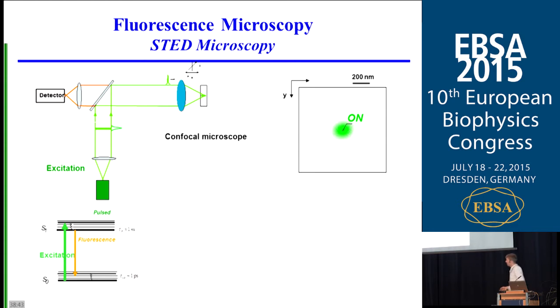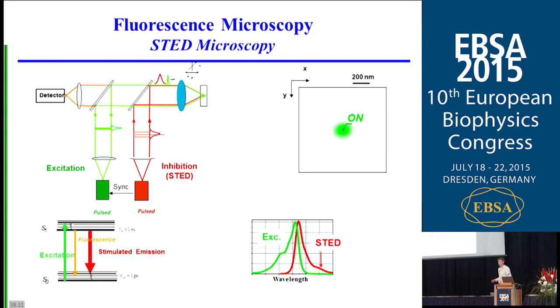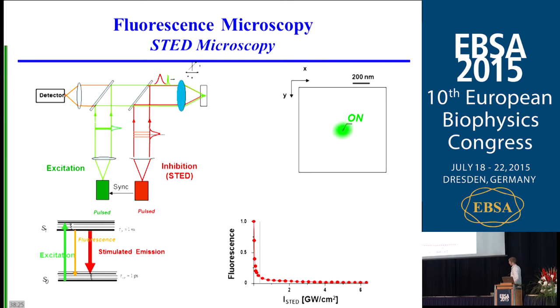Now, if we add a red laser, I will call it the STED laser later on. So the red laser means in the red part of the emission spectrum of our fluorescent label. And it hits on the excited state. It stimulates the molecule down to the ground state, thereby emitting another stimulated photon, but we don't detect that. So the result of that is that the spontaneous fluorescence that we detect is inhibited because we have another process that is driving the molecules down to the ground state.